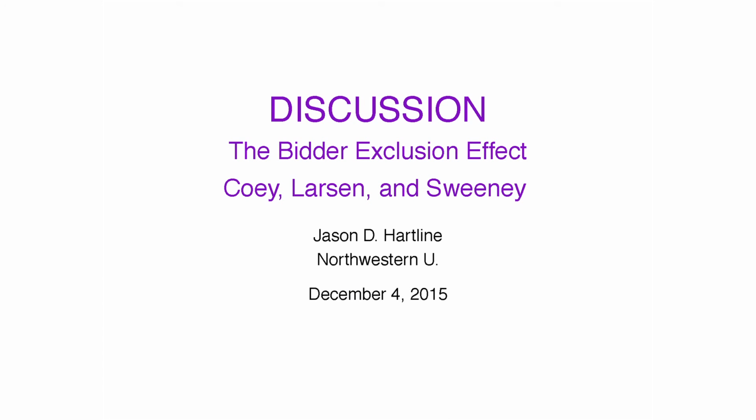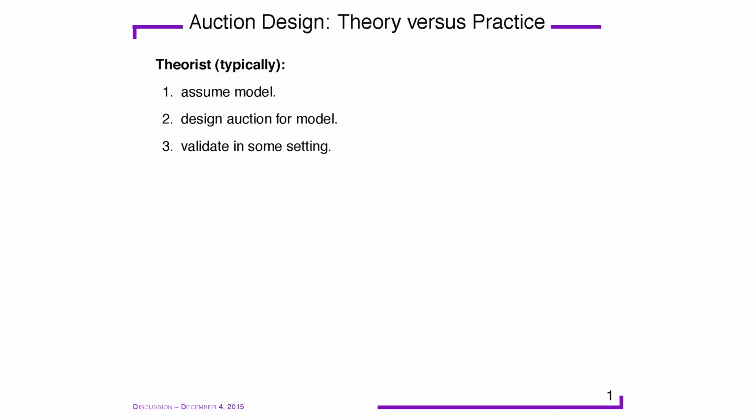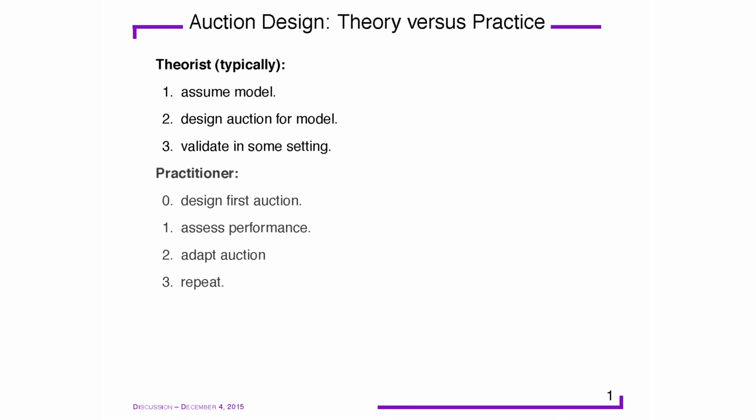All right, thank you, and thanks for the invitation to discuss this paper. I really enjoyed this paper, and let me tell you a little bit why I enjoyed it so much. Here's a caricature of what a theorist might do: assume a model, design an auction for that model, and then validate that model in some setting to say, gee, this model and this design are somehow predicting what we see.